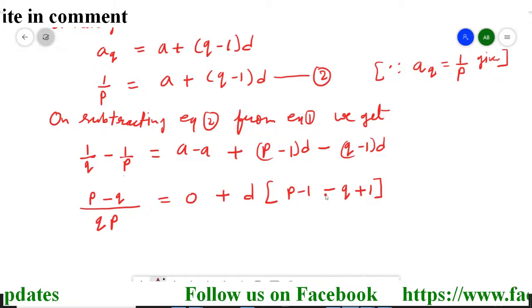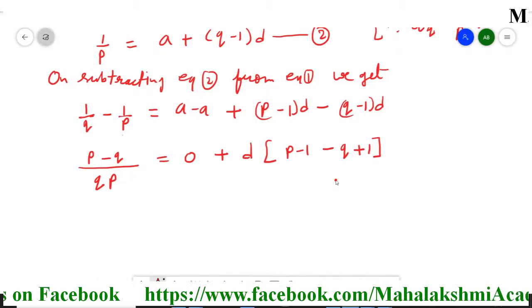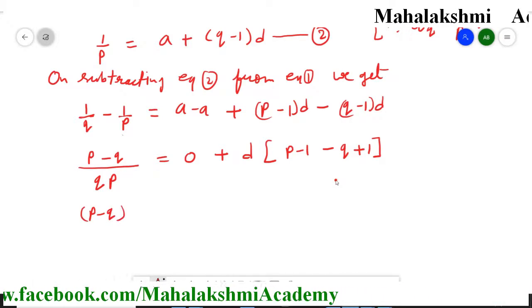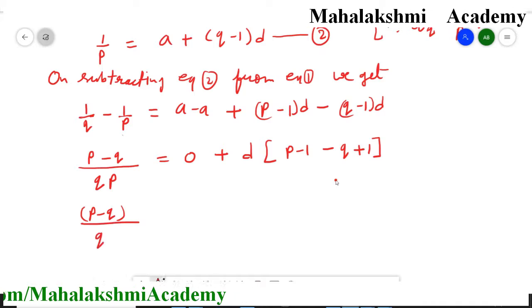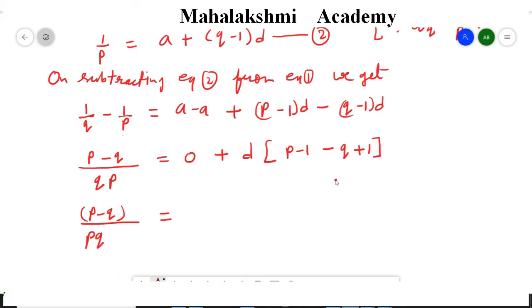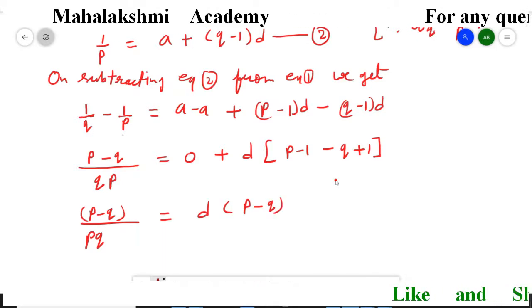Now this p minus q is in multiplication, so we will shift it. In the next step we will do it. Now we get p minus q in brackets upon qp, or you can write it as pq, is equal to d, and here also you will remain with only p minus q.